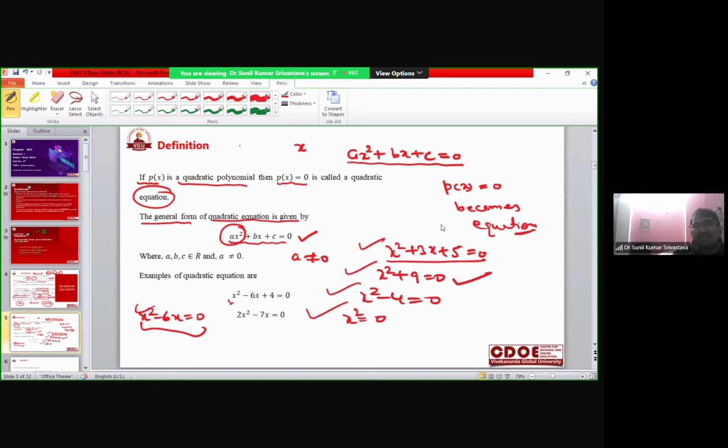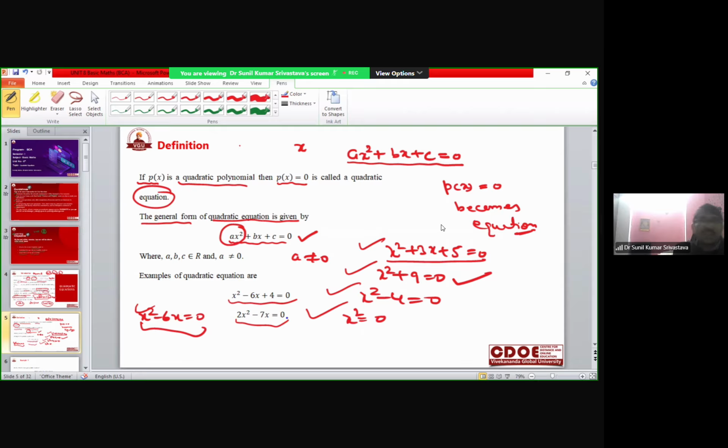x square minus 6x plus 4 is equal to 0 is a quadratic equation. 2x square minus 7 is equal to 0 is also a quadratic equation. So I hope you understand the meaning of the quadratic equation, what the general expression of the quadratic equation is, and how you can recognize whether the given expression is quadratic or not.